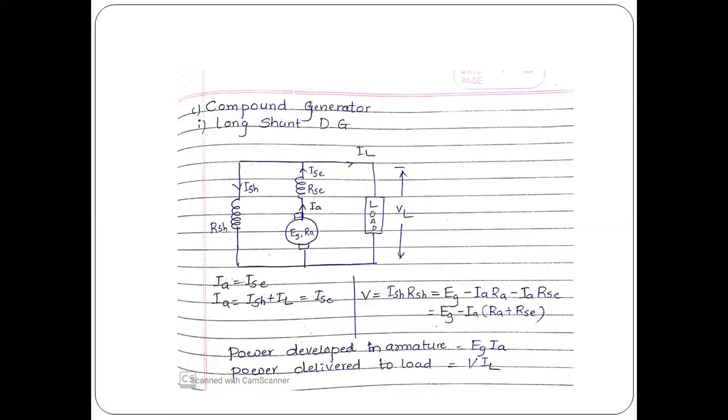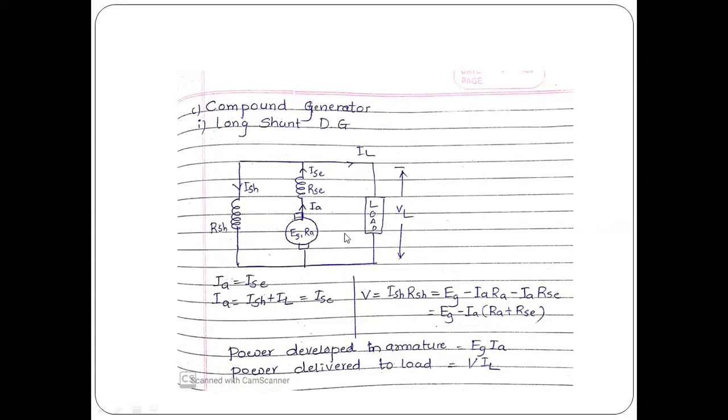Then what is the voltage across the terminal here? So we apply KVL. The voltage across this load is equal to the voltage across the shunt part. So the voltage across the terminal is equal to the voltage across the shunt part. You apply KVL only for this inner loop.